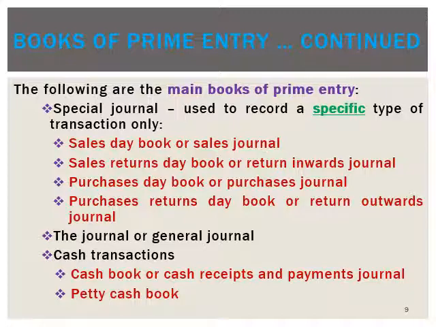Next, under the books of prime entry, we will also have the journal or the general journal. And number 3, we will have the cash books or petty cash books to record the cash transactions.